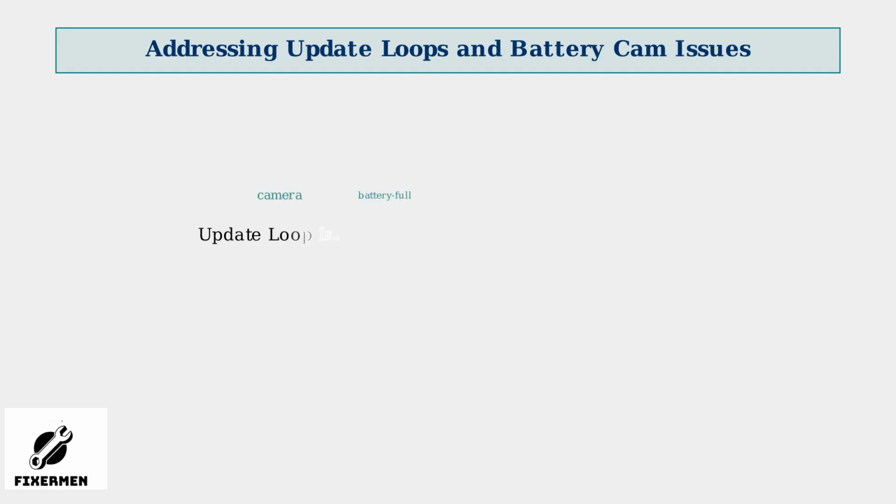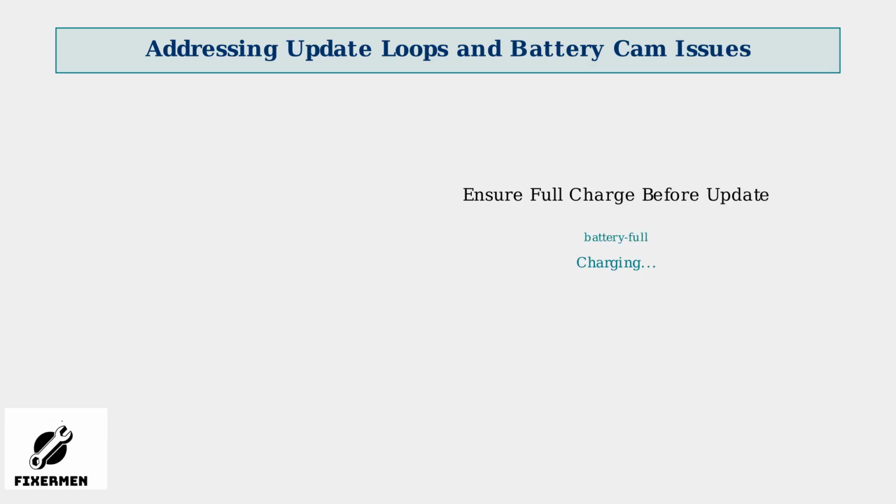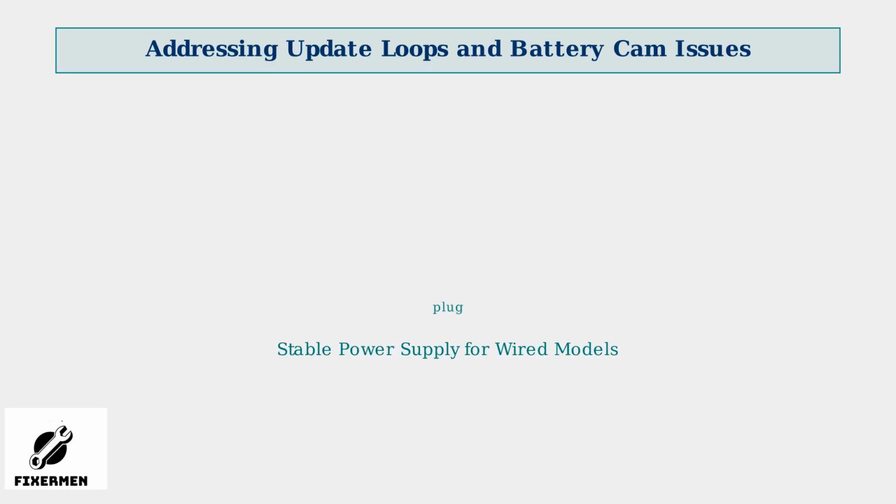If your battery-powered Nest Cam is stuck in an update loop, Google released Firmware 6.112 to address this specific problem. Ensure your camera has this patch. Also, always ensure your battery cam has a full charge before initiating the update. For wired models, make sure they have a stable power supply to avoid interruptions during the update process.